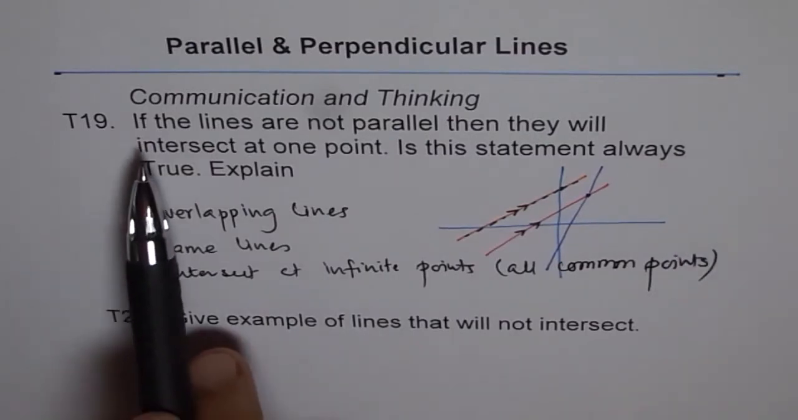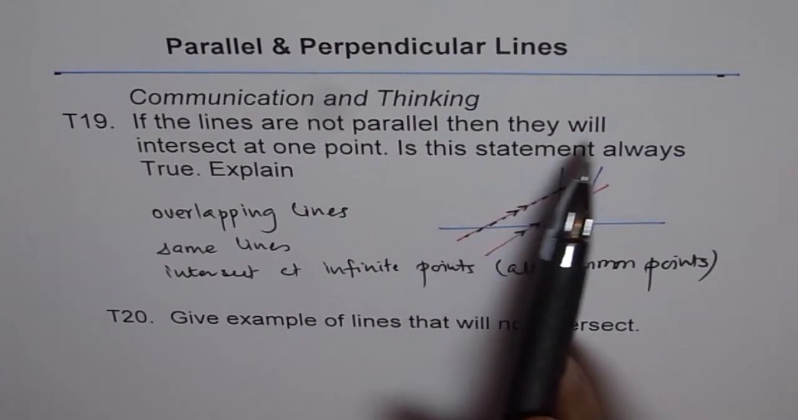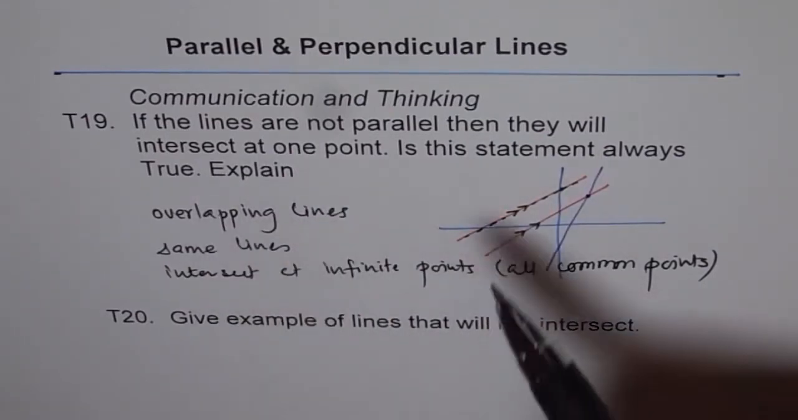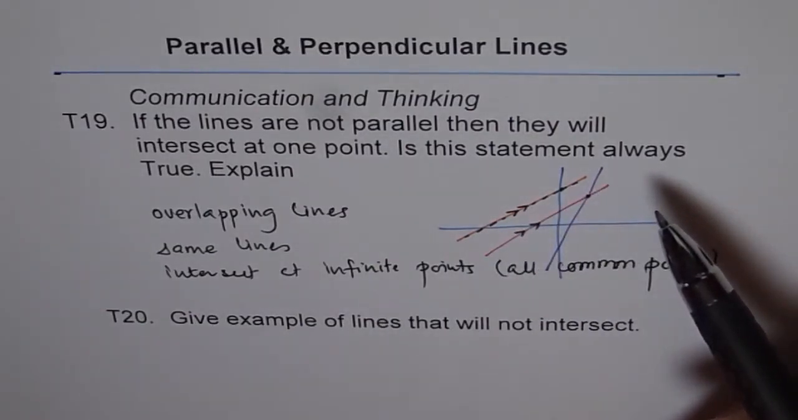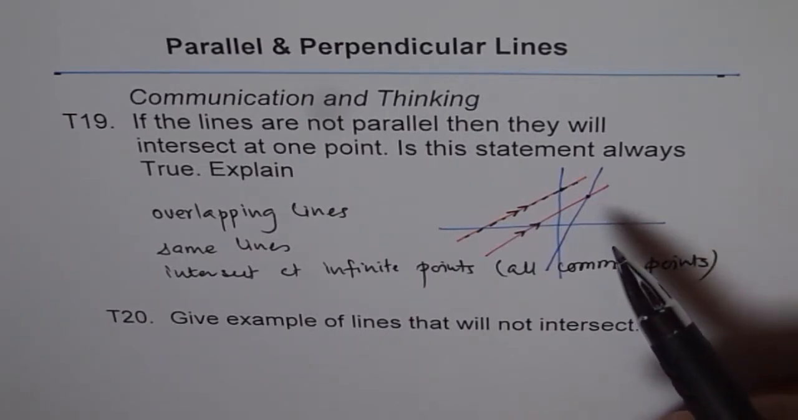Read again. If the lines are not parallel, then they will intersect at one point. It is not always true. They can intersect on all the points. They could be exactly the same lines, they could be coincident lines, they could be overlapping lines. That is what it is.